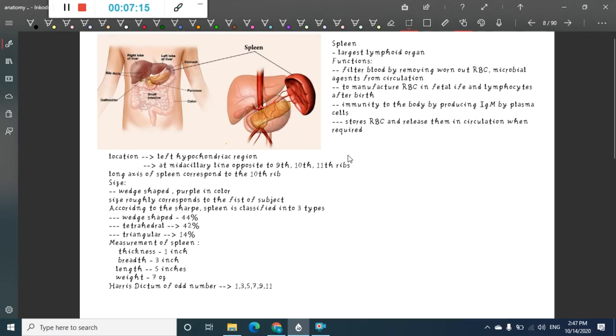I'll just draw the picture so that it becomes easier. I'm taking this to be my spleen on the left side of the body. I'm going to draw the back picture of a back.